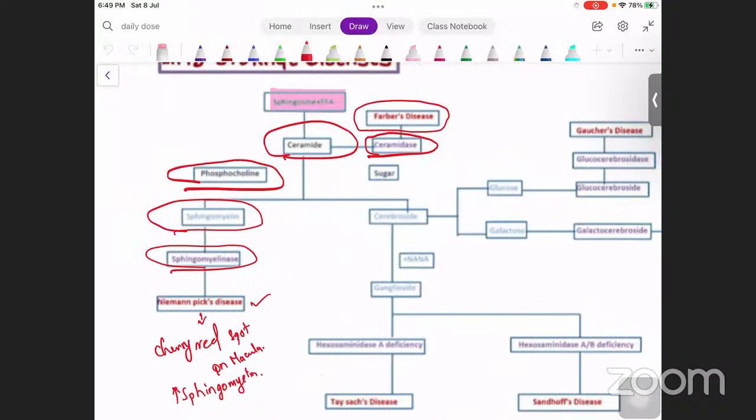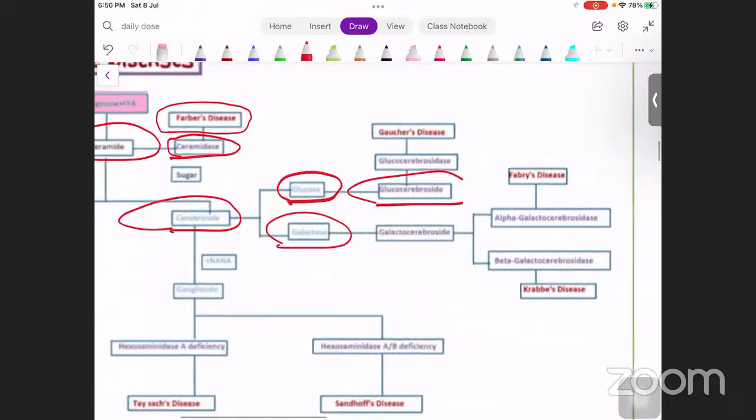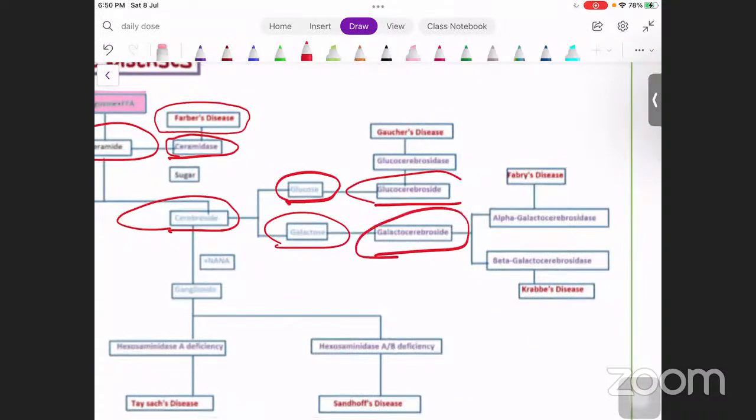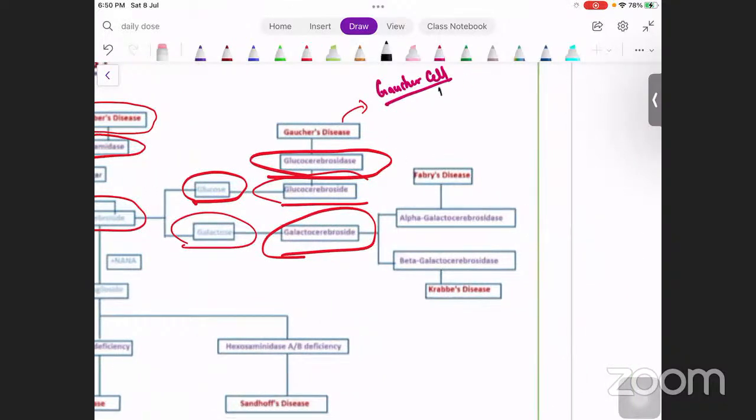Okay, so ceramide plus sugar can give rise to cerebroside. If the sugar is a glucose, you get a glucose cerebroside. If the sugar is a galactose, you get a galactose cerebroside. Glucose cerebroside is broken down by glucose cerebrosidase enzyme, and glucose cerebrosidase deficiency is seen in Gaucher's disease, where you may see two important keys. One is your Gaucher cell, which shows a wrinkled tissue paper appearance or crumpled paper appearance.